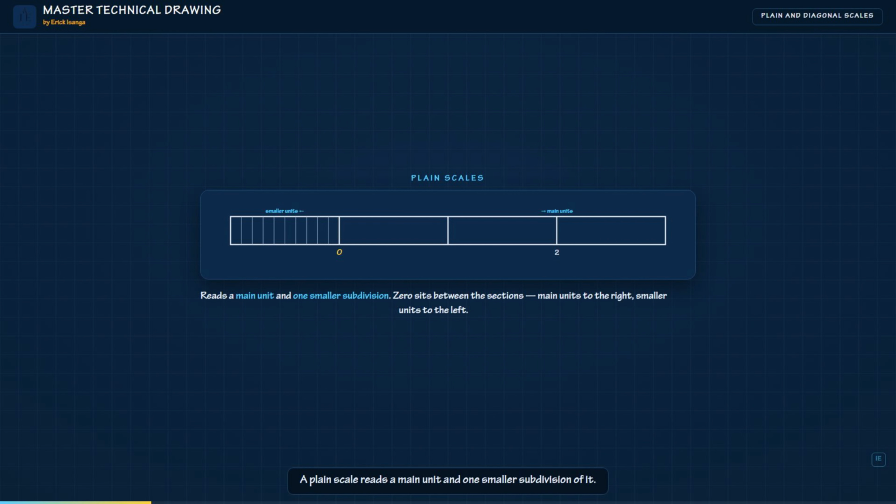A plane scale reads a main unit and one smaller subdivision of that unit. The common zero is positioned between the two sections. Main units are read towards the right, while smaller units are read towards the left.